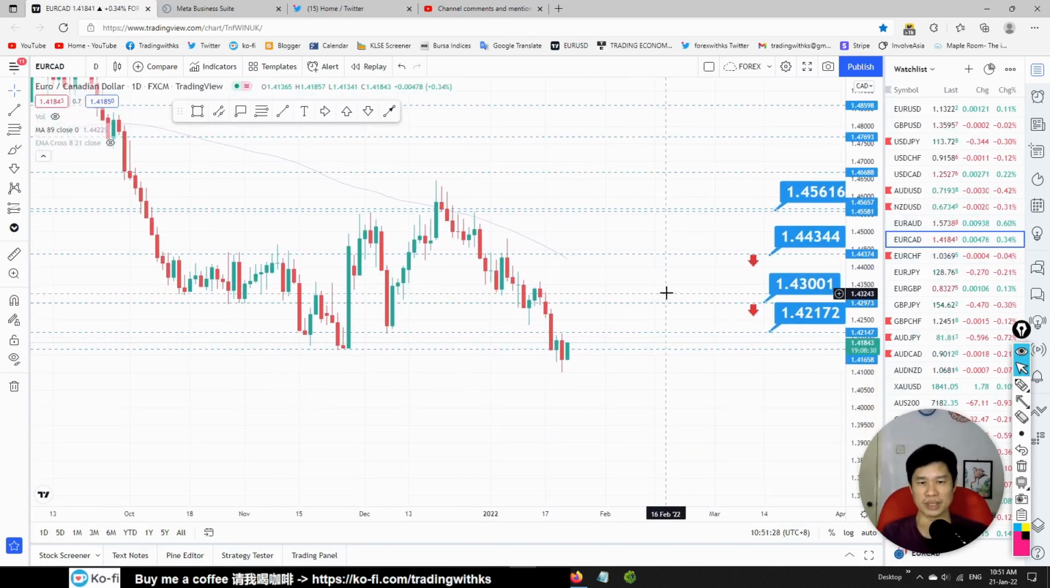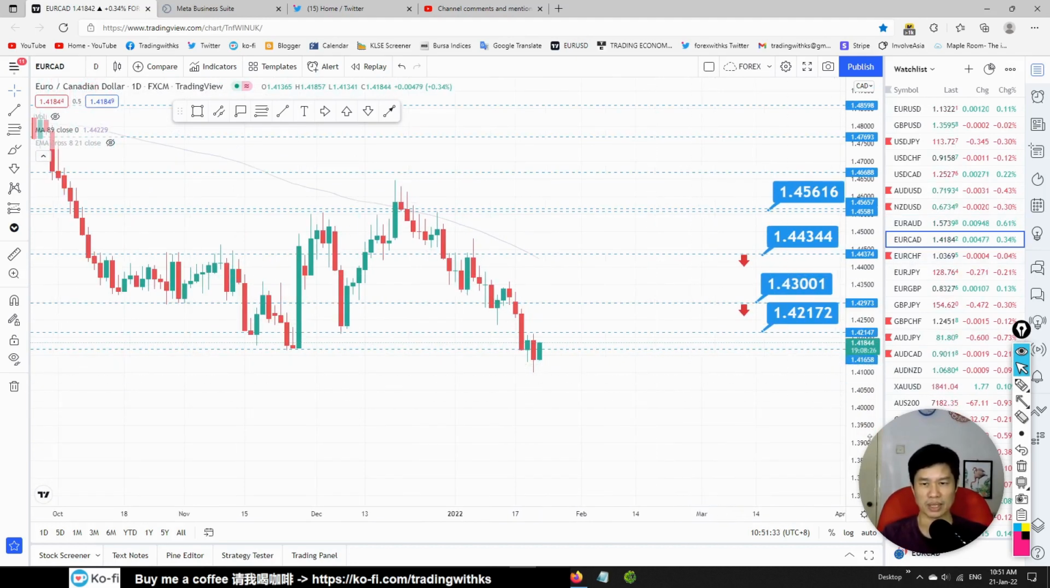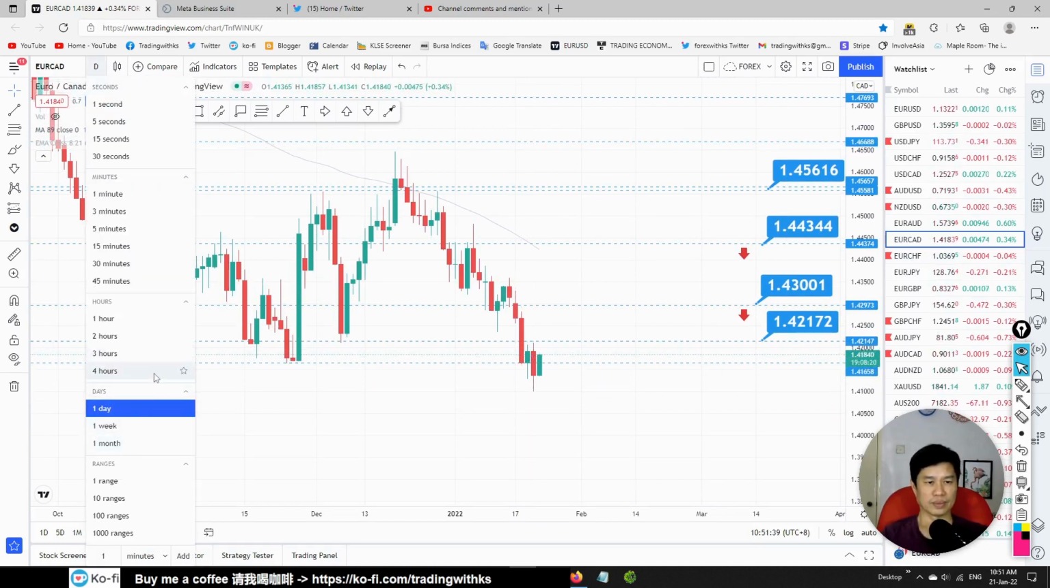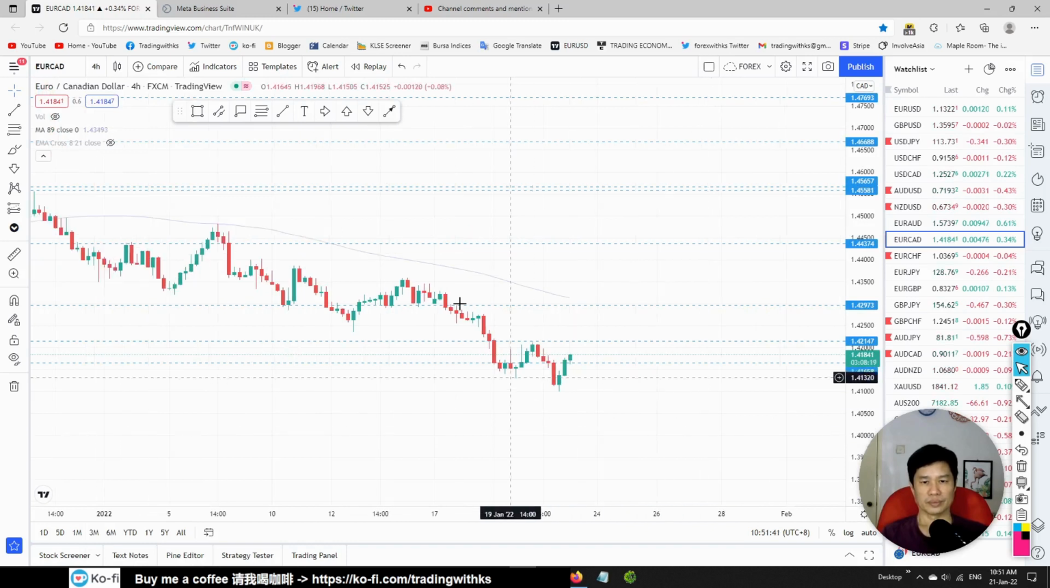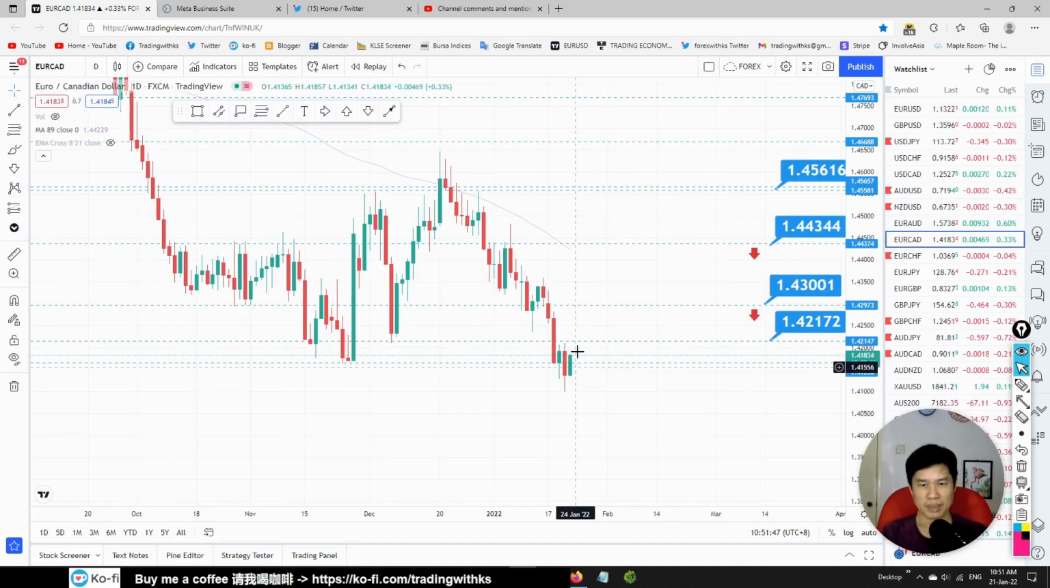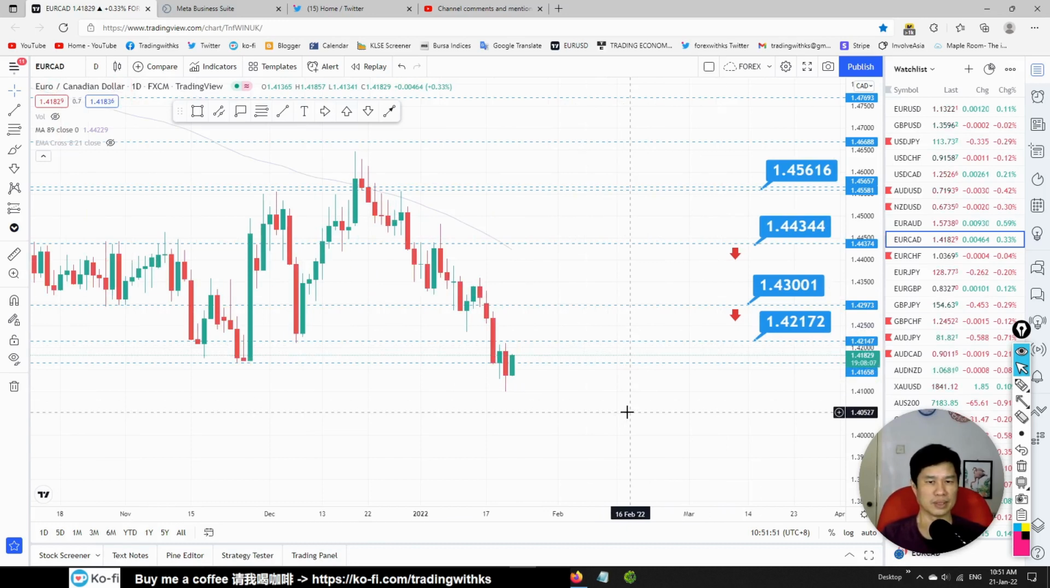Okay, Euro CAD, possible opportunity. CAD is stronger, Euro looks weak, so we are looking for the price to come back, retest, resumption. Look at 4 hours. Okay, 1, 2, 3, break. So this one looks like the break is not so clean. The break is not clean, the price is coming back, there's a big tail over here, so this one I will probably leave it first. I don't want to continue to sell this because price is at support.